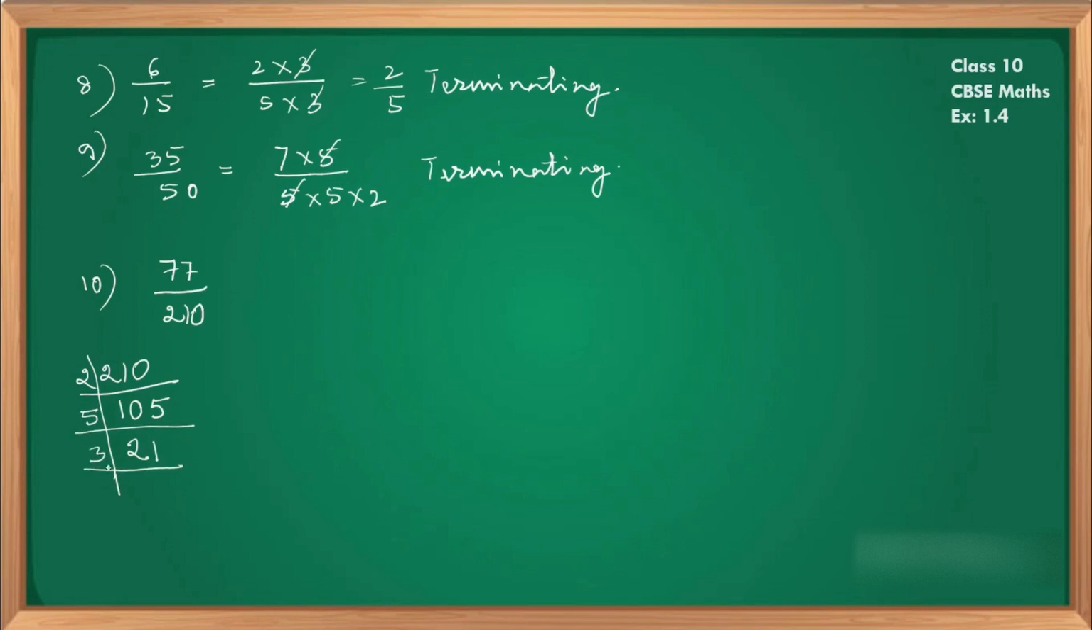Further, you can divide this by 3. 3 into 7 gives you 21. So this given number can be written as 77 divided by 2 into 5 into 3 into 7. Even if you divide this by 7 and 11, you still have 2 and 5 along with 3. Because of this 3, this rational number is non-terminating. Now we have completed question number 1 in exercise 1.4.